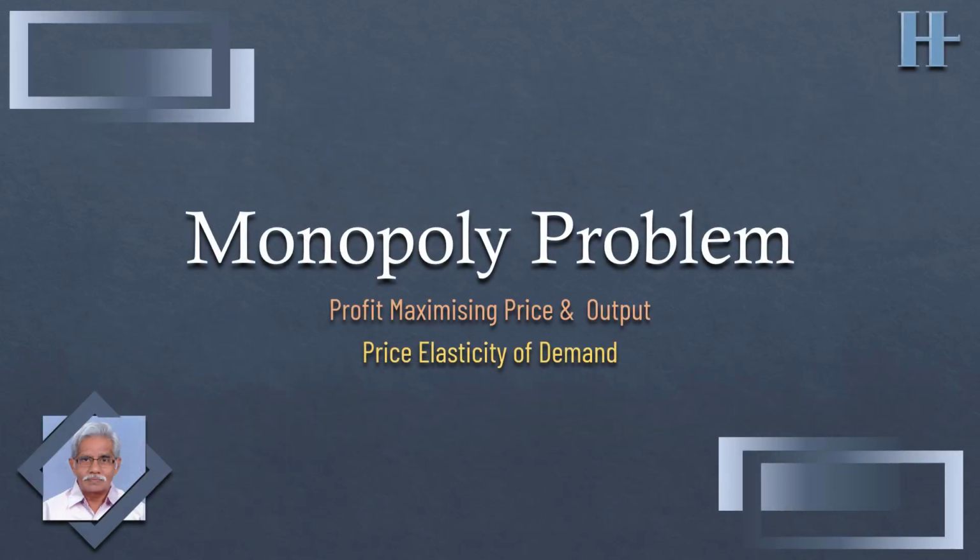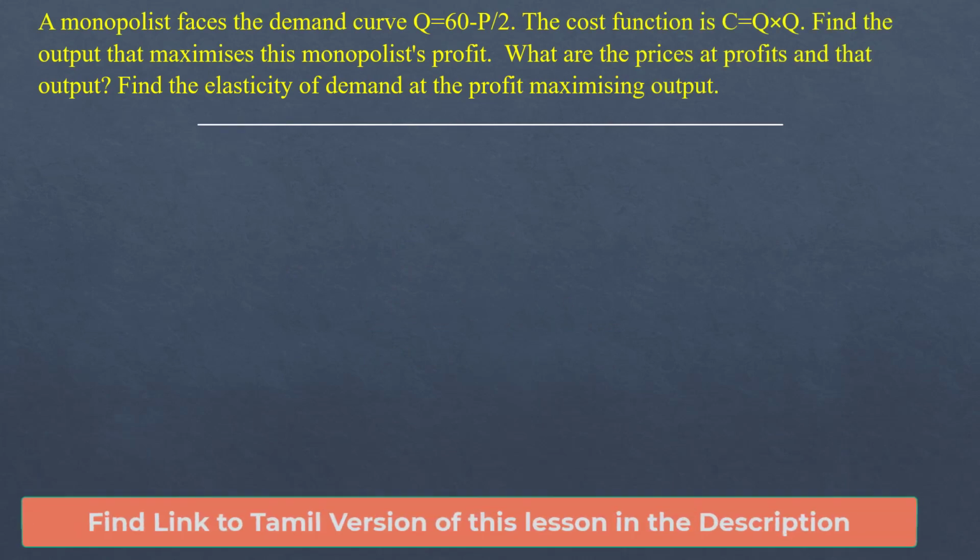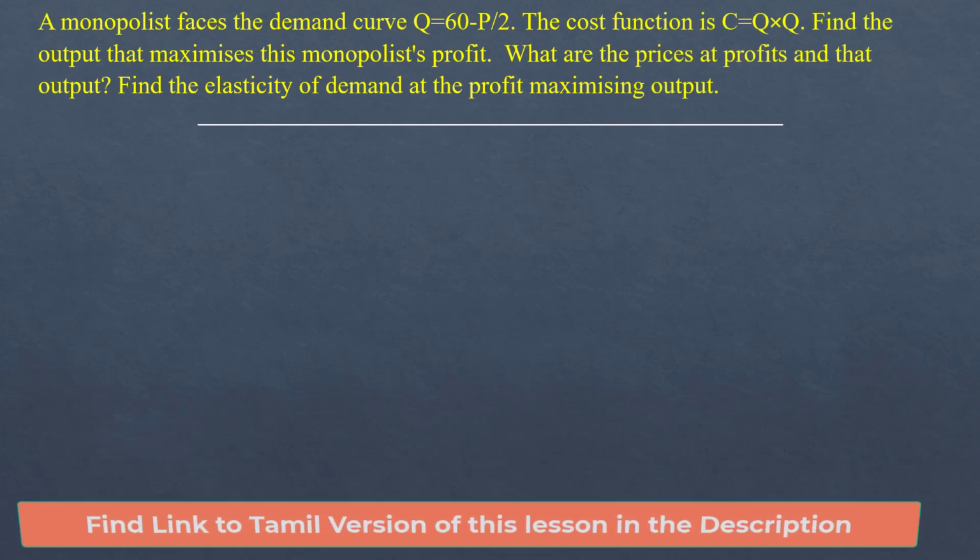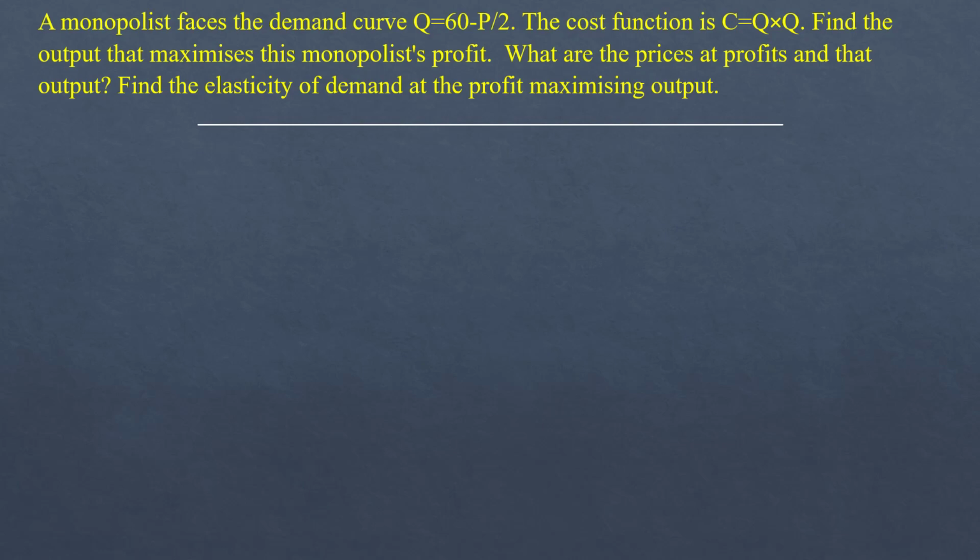One of my viewers requested me to offer a solution to a problem on monopoly market. This is the problem. A monopolist faces the demand curve Q equal to 60 minus 2 over P. The cost function is C equal to Q times Q. Find the output that maximizes this monopolist's profit. What are the price and profit at that output? Find the elasticity of demand at the profit maximizing output.